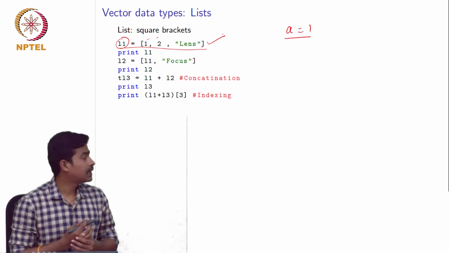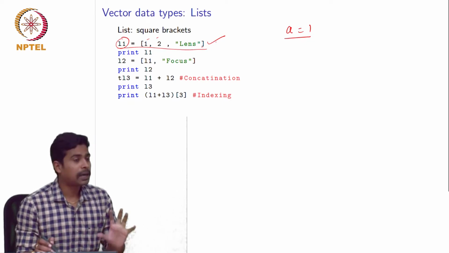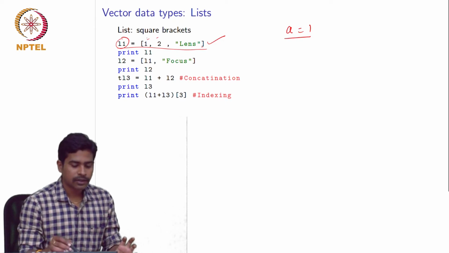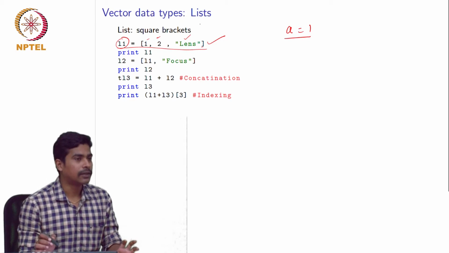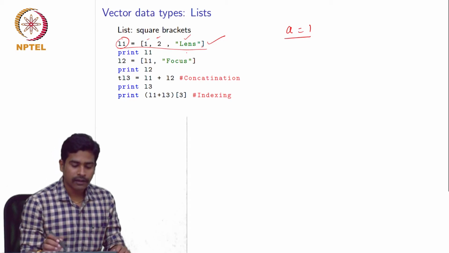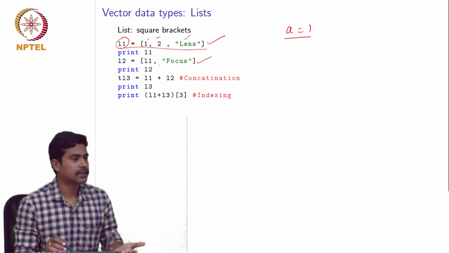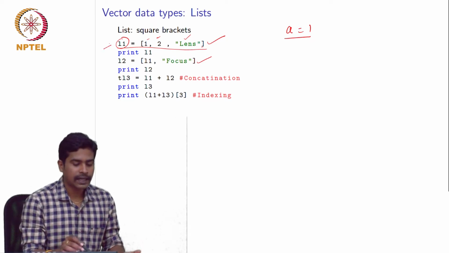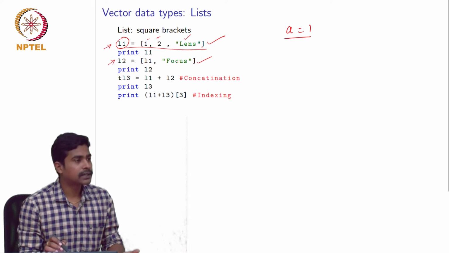Unlike the arrays and lists in C or Java programming, the Python list can store multiple data types. If you see, the first value and second value are integers, and the third value is a string value. And if you see the second statement here, a list also can store another list. So here we have declared L1 as a list. In the second list L2, the first element is L1 itself, and the second element is a string.